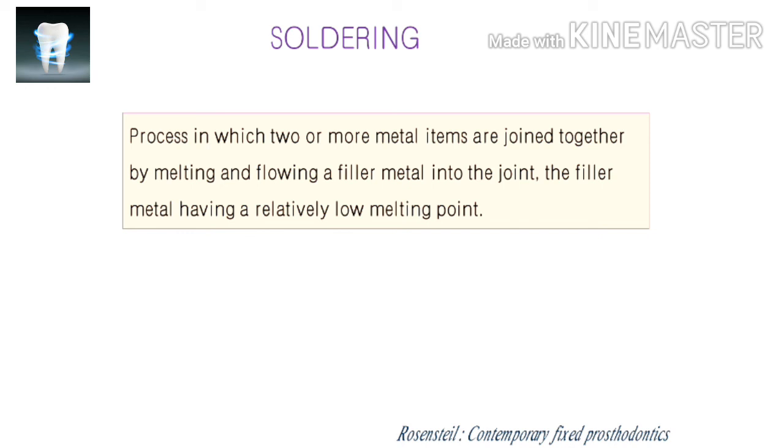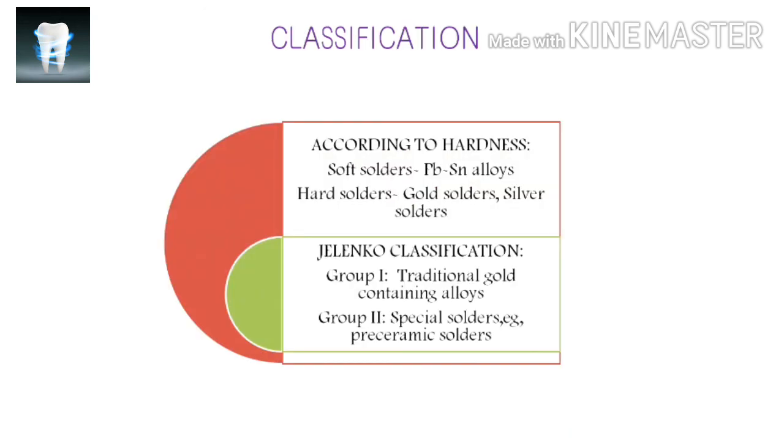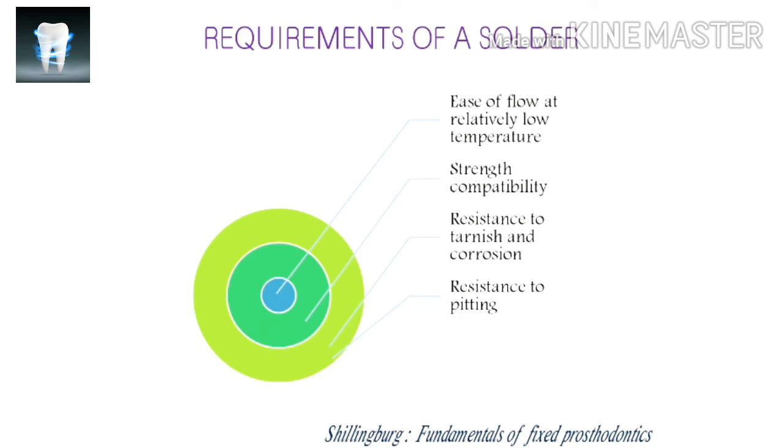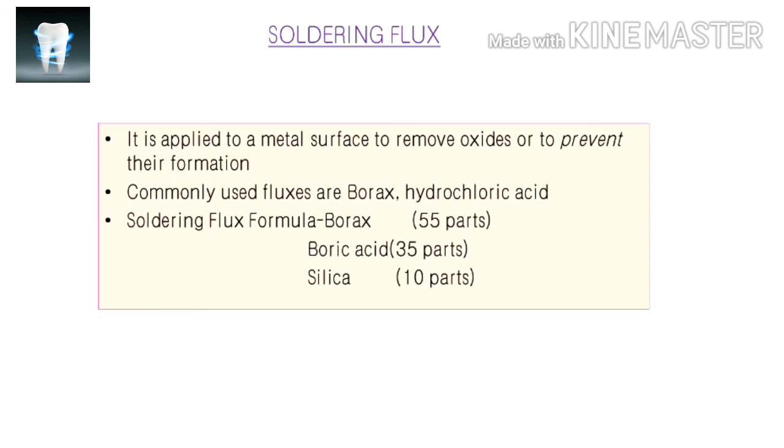Soldering. Soldering is the process in which two or more metal items are joined together by melting and flowing a filler metal into the joint, the filler metal having a relatively low melting point. Classification. According to hardness, they are classified as soft solders and hard solders. And Jelenko has classified the solders as group 1, that is the traditional gold containing alloys, and group 2, special solders, for example, pre-ceramic solders. The requirements of a solder include ease of flow at relatively low temperature, strength, compatibility, resistance to tarnish and corrosion. Soldering flux is usually applied to a metal surface to remove oxides or to prevent their formation. Commonly used fluxes are borax and hydrochloric acid.